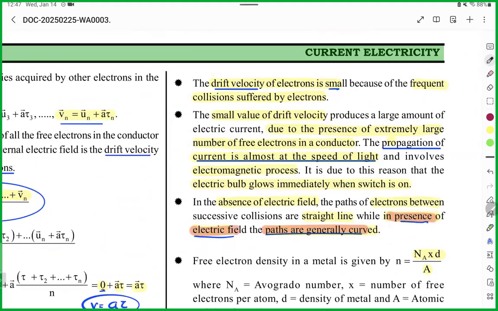Next, drift velocity is very small. We know it is 10 raised to power minus 4, very less. Why? Because there is continuous collision. If there is continuous collision, the particle will not move continuously for a long time. It will face another collision. Understood, guys?